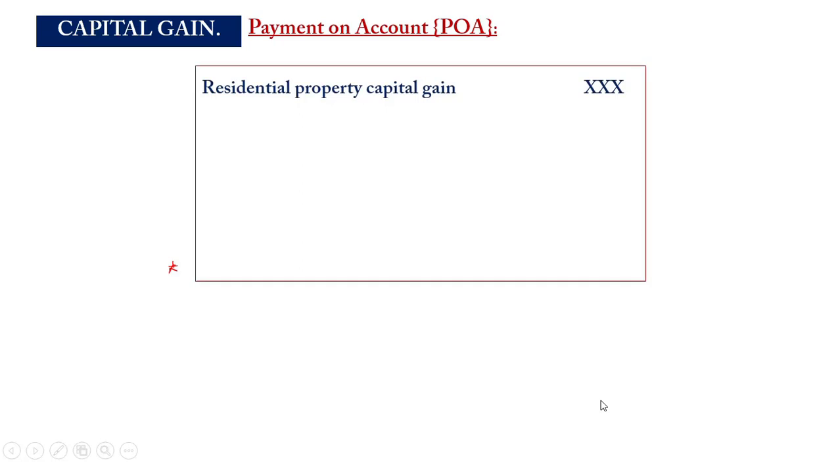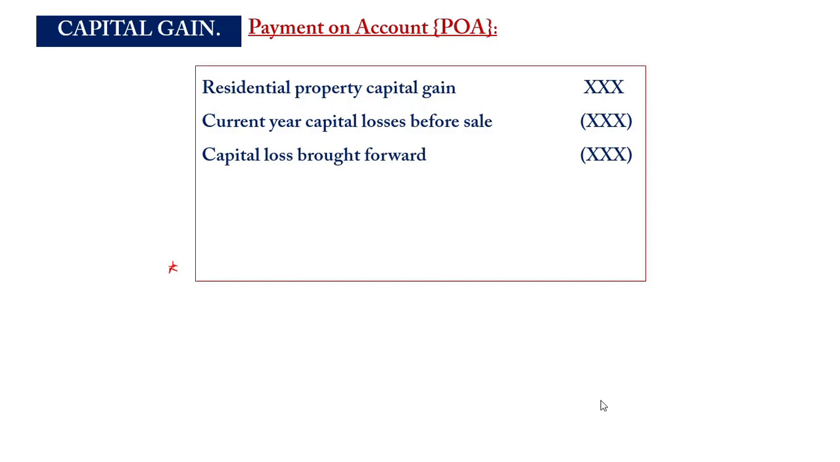For the payment on account, what we do is take the residential property gain, then any loss incurred before the sale of the residential property will be taken out. Then any capital loss brought forward will also be deducted. Then we deduct the annual exemption, because residential properties are taxed at a higher rate than non-residential property, so it's best to reduce that taxable gain in order to pay less tax.